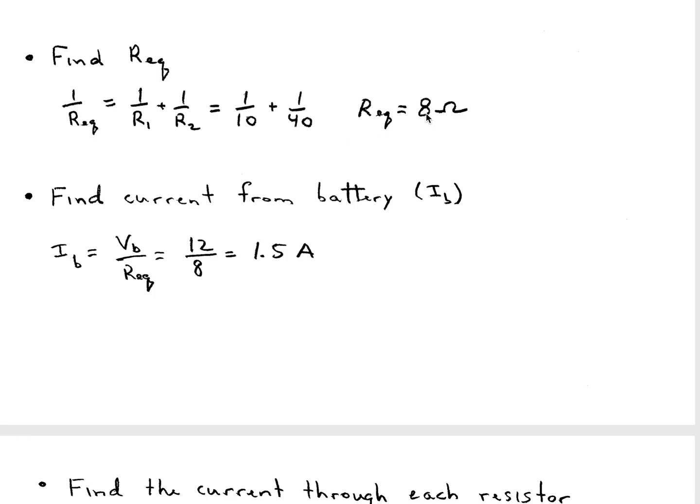Notice that the equivalent resistance is less than either one of the two resistors. This should always be the case in a parallel circuit.